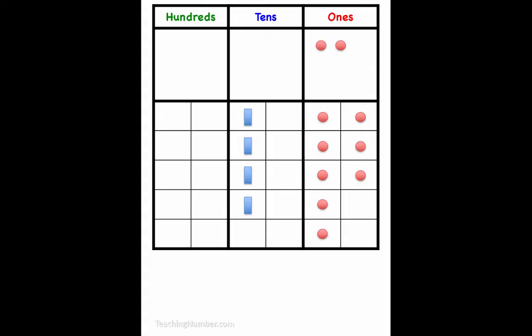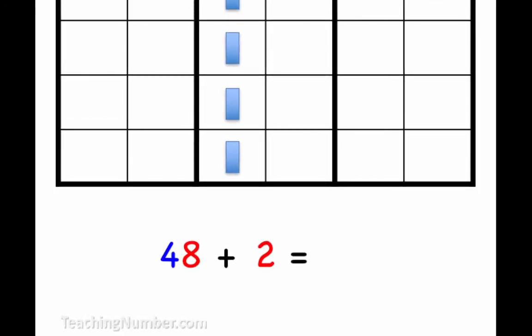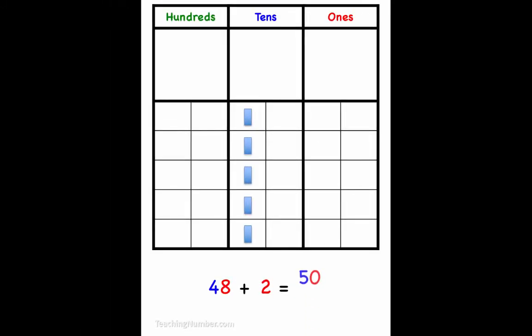We model unitizing on the 10-frame place value map. In this case, we have 4 10s and 8 1s in the 10-frame, and 2 loose ones. We are modeling the addition problem 48 plus 2. First, we move the 2 loose ones into the 10-frame, giving us 10 1s. Whenever we have 10 1s, we unitize to create 1 10. Thus, 48 plus 2 is the same as 5 10s and 0 1s, or 50.